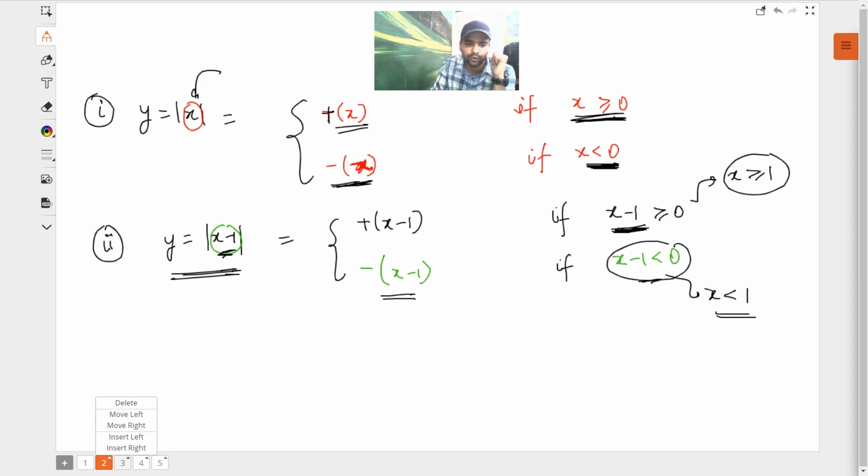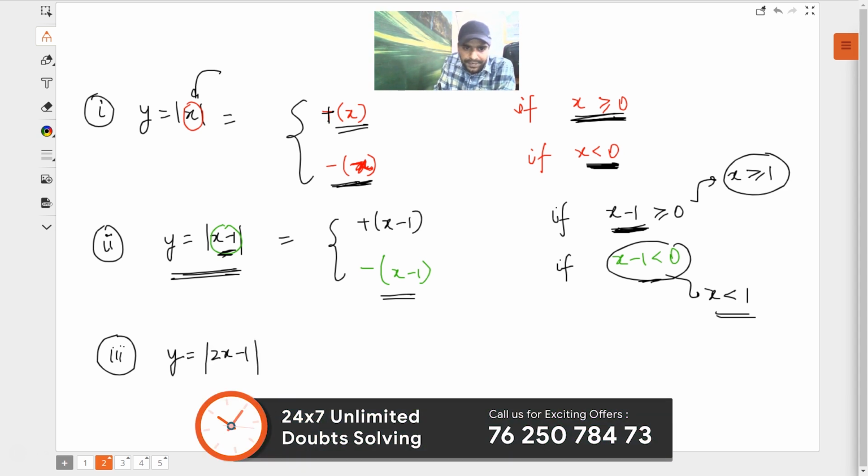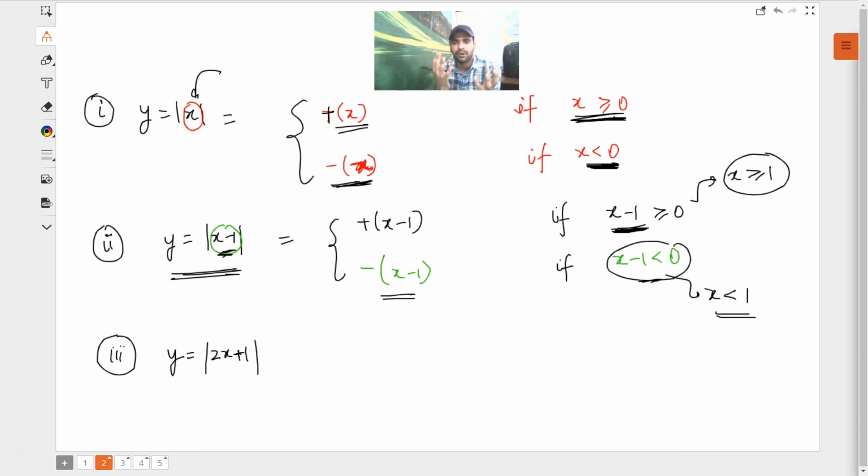Alright, let's take one more example so that I can have an idea whether you people got the concepts or not. Let me write one more example for you guys. y is equal to the modulus of 2x plus 1. Since this inside thing, 2x plus 1, x is a variable, sometimes this thing will be positive and sometimes this thing will be negative, right? Okay, so I'll take care of that thing.